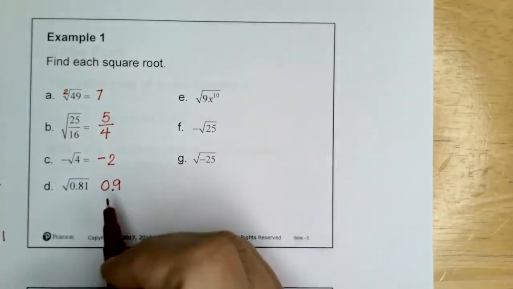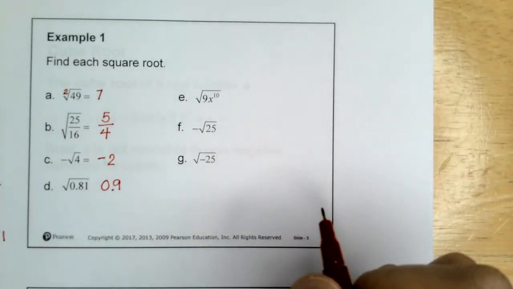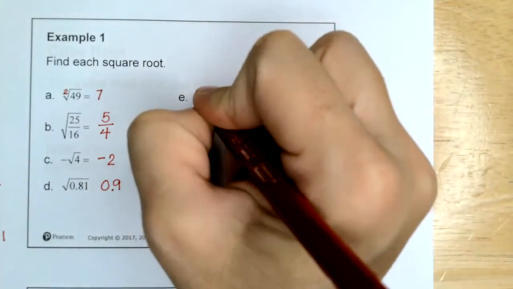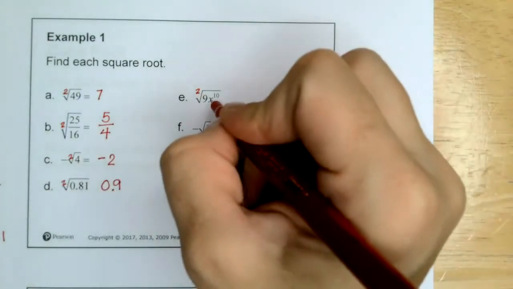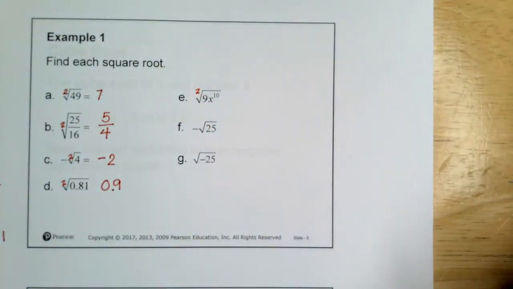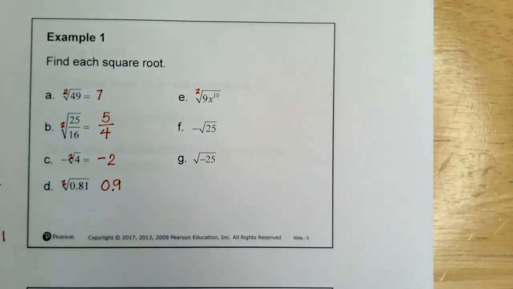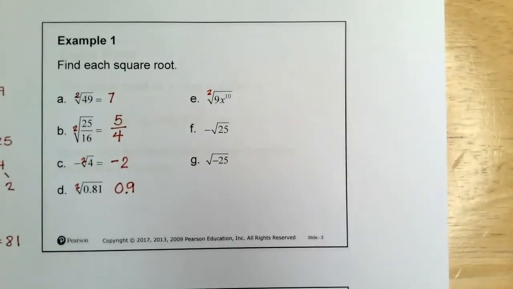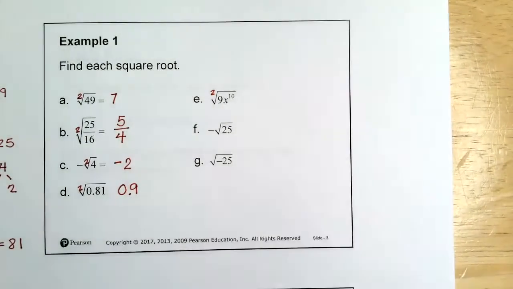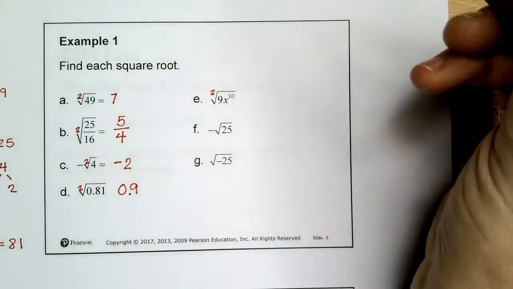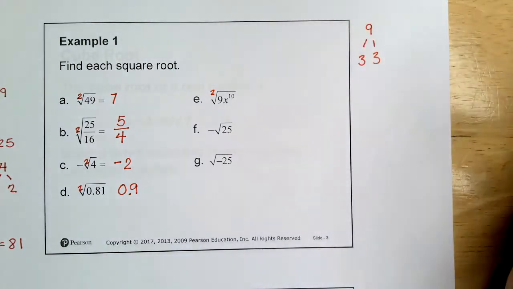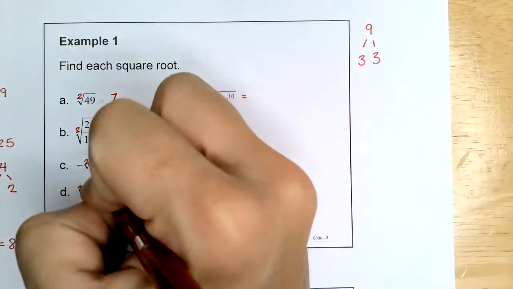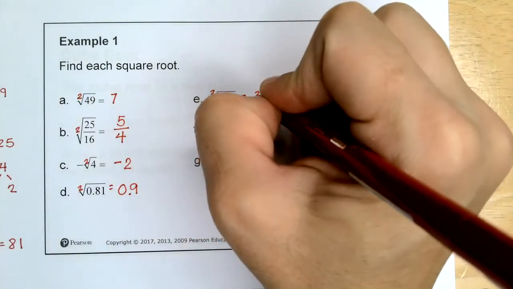Letter E, we have 9x to the 10th. And again, these are all understood 2's. So 2 factors of 9. Is it blurry? This looks blurry. Two factors of 9 are 3 and 3, right? 3 times 3 is 9. So that will become 3.